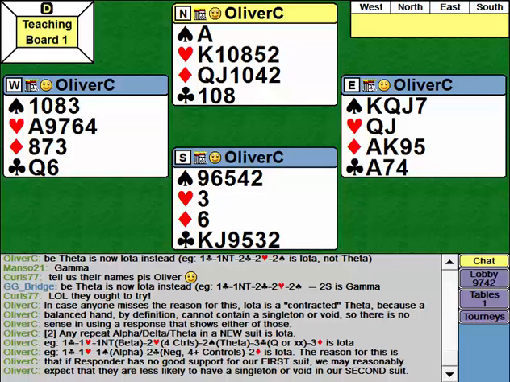In the second example, we had an alpha ask, negative response to alpha, and then a new suit. And that's also iota. The reason for using iota rather than theta is that if responder doesn't have support for our first suit, it's much less likely that they're going to have a singleton or a void in our second suit. It's not impossible, but it's much less likely. And so we try to save a little bit of space by using iota rather than theta. It's only saving us one step, but sometimes that one step that we save is absolutely crucial.